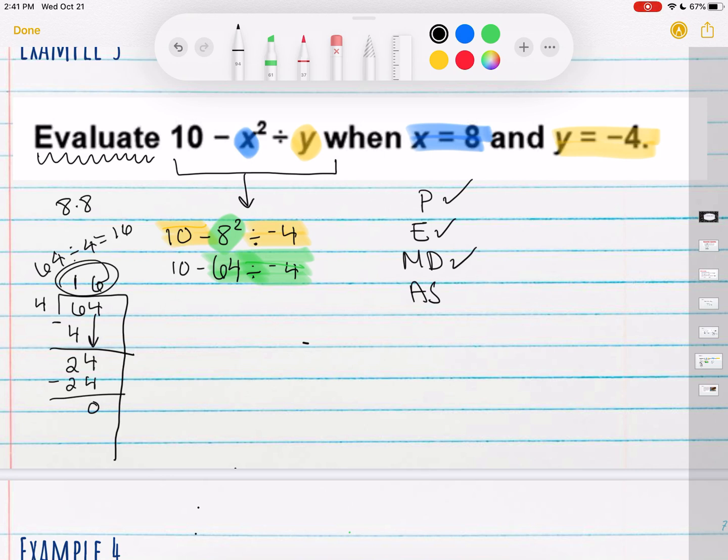So I'm going to replace 64 divided by negative 4 with the negative 16. And then I'm going to drop down that 10 minus. So I'm left with 10 minus a negative 16. Then I'm going to keep change flip, since this is a subtraction problem. So I keep the 10, I change that minus to a plus, and I flip that negative 16 to a positive 16. And what is 10 plus 16? It's 26.